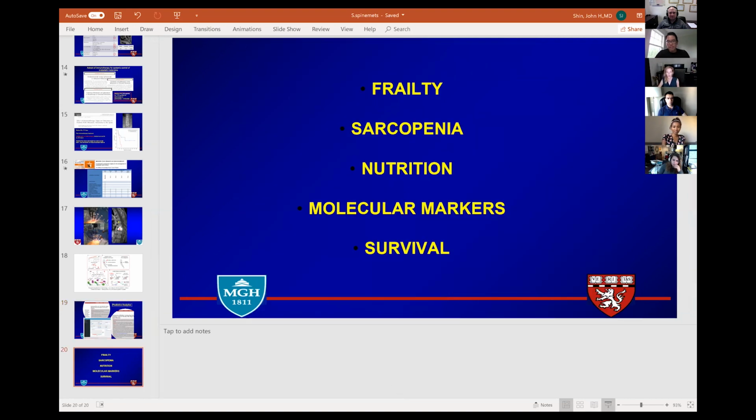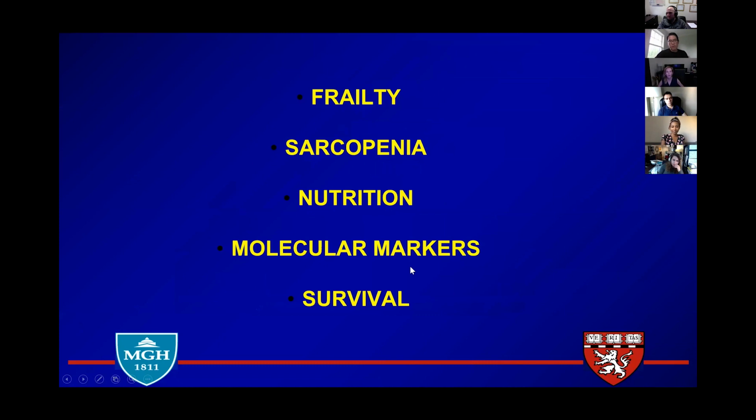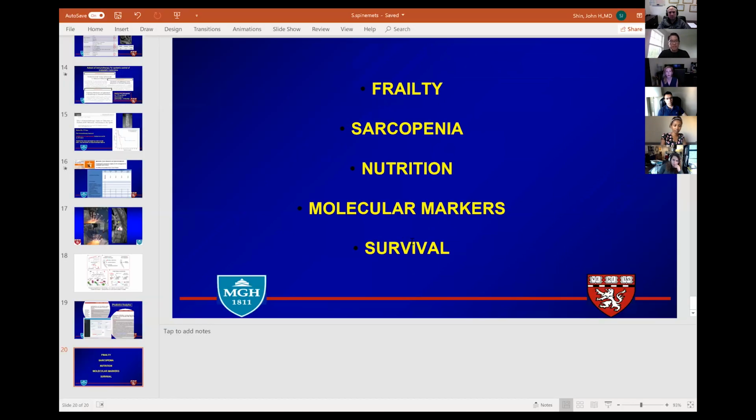And so just to wrap up, I think where we're going with this is that we have to have a better understanding of their frailty, their sarcopenia, their overall condition, nutrition, molecular markers, sort of feeding into survival. So I just wanted to mention that because I know that Wende did a great job talking about the radiographic appearance and the implications of that. But I thought this would help flesh out for the audience how we put that all together in these multidisciplinary discussions. So that's what I have. I'll leave it for any questions or objections. I'll stay on for a couple minutes.